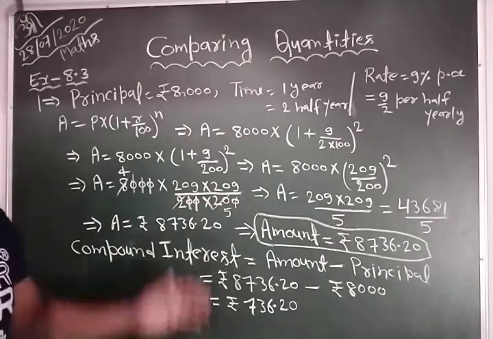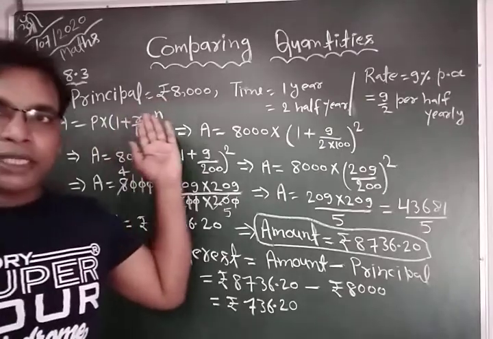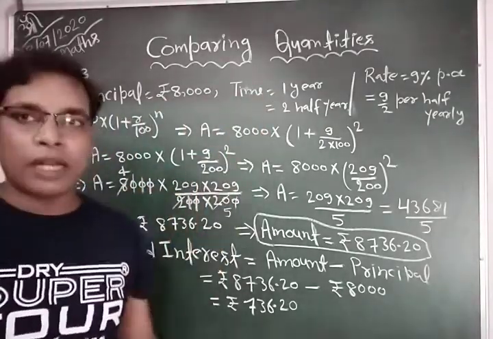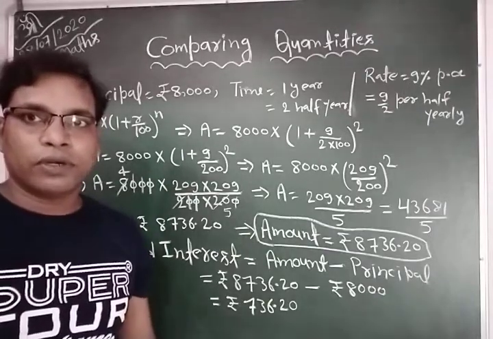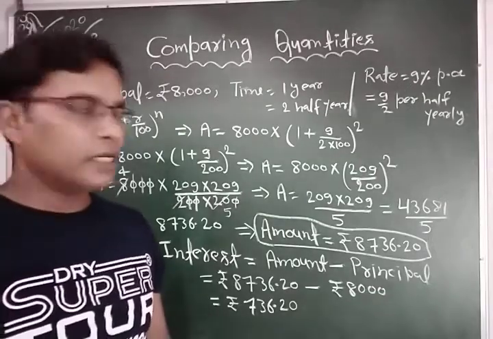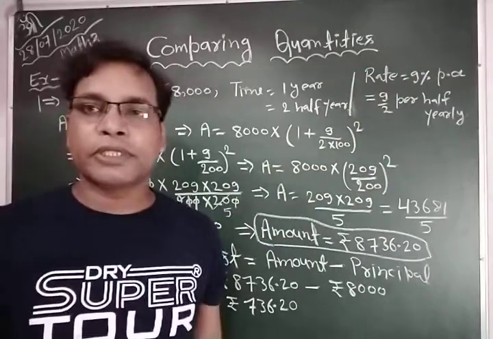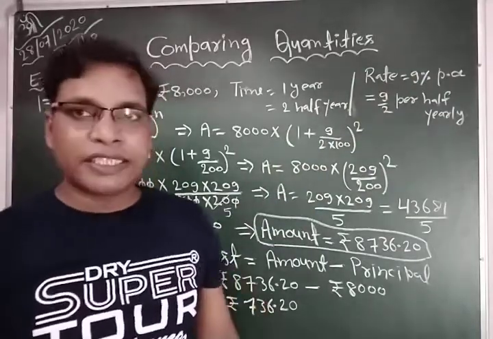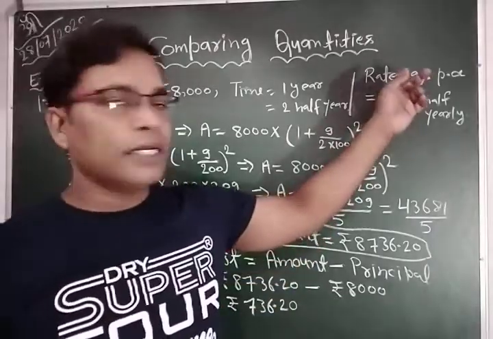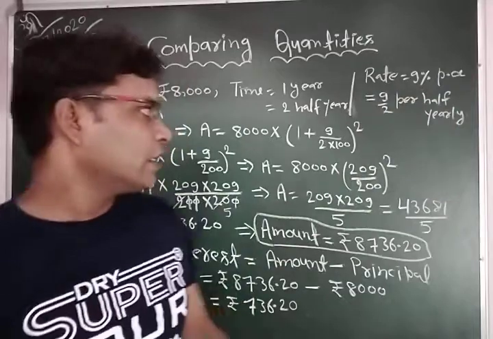Now here in this question, this is given 8,000 is principal, time is 1 year, so we change it to half years because the question told us to find the compound interest and the amount on half yearly. So 1 year is equal to 2 half years, and here rate is given 9% per annum, but we change it to half yearly. So if you divide the given rate by 2, it is changed to half years.